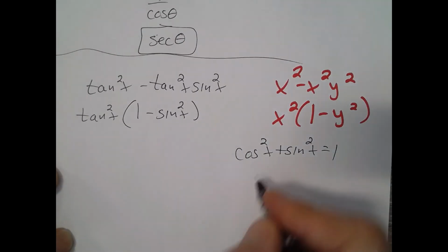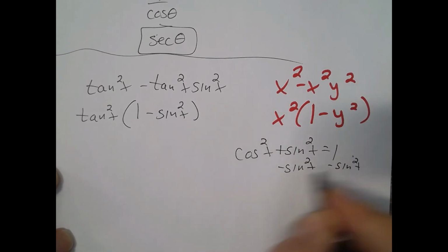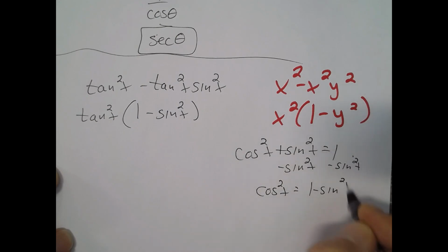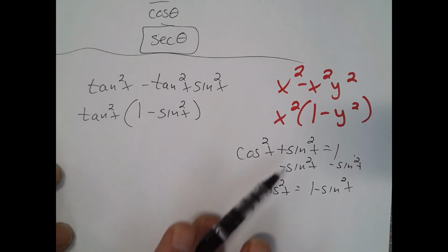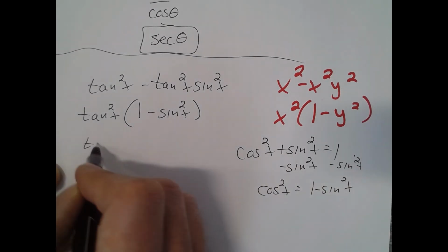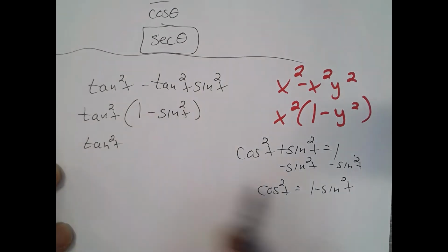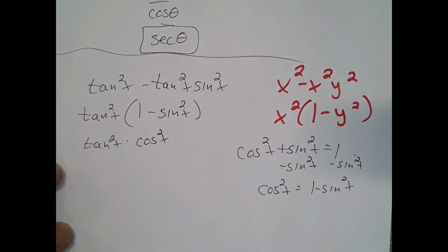So I could subtract sine squared x. So cosine squared x is actually equal to 1 minus sine squared x. That's a thing. I just solved for, I moved sine squared over to the other side. So now I'm going to replace our 1 minus sine squared with a cosine squared x. All right, that was a huge step.